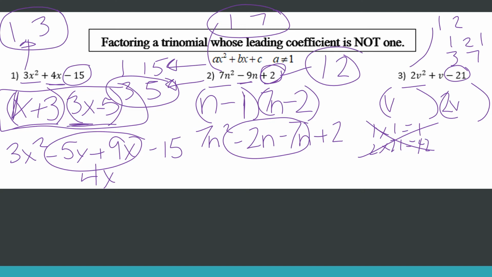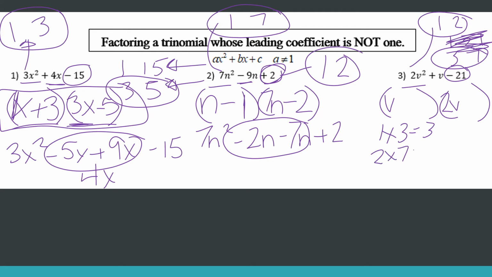Okay, maybe 1 times 21 equals 21, and 1 times 2 equals 2. Nope, that only gives me 19. Okay, so that means that I can say I'm not using 1 and 21. I know I'm going to have to use 3 and 7. The question is, how do I combine that with 1 and 2 to get me my 1 in the middle? So maybe 1 times 3 equals 3, and 2 times 7 equals 14. See, 14 minus 3 is 11, so that doesn't work out.